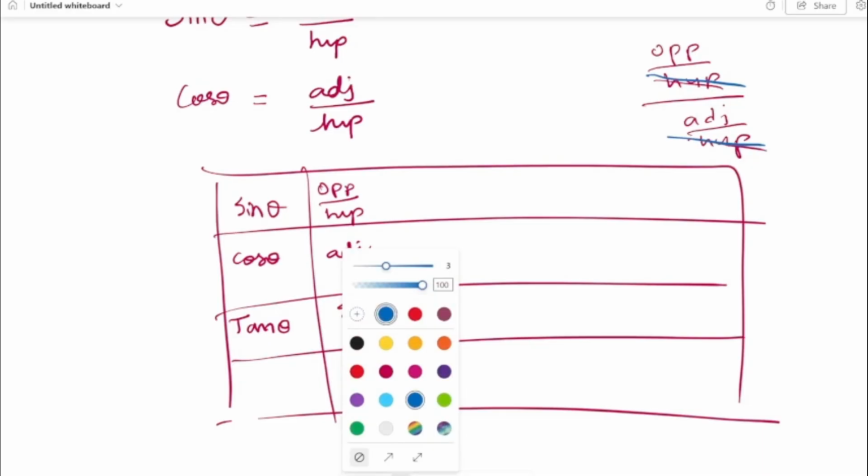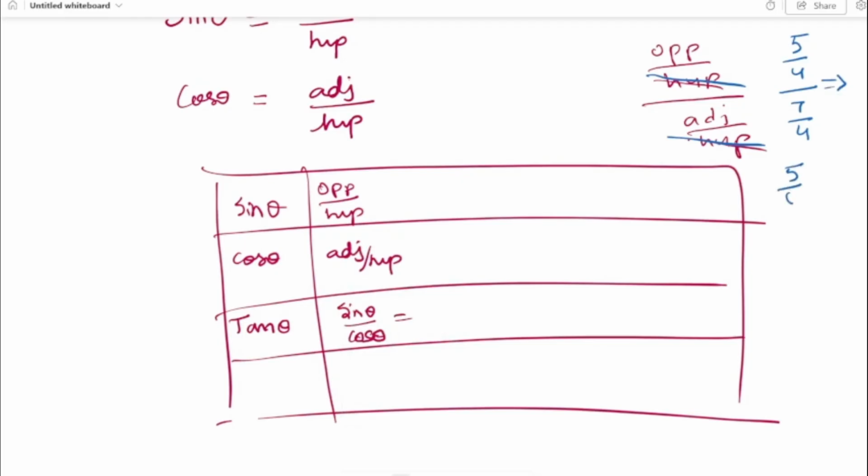How do they cancel off? It's basic fractions. Say for an example, a fraction 5 by 4 divided by 7 by 4. You can rewrite this fraction as 5 by 4 times 4 by 7. This flips when it goes up, 4 by 7. So the 4s cancel. 5 by 7. So in a nutshell, opposite over hypotenuse, adjacent over hypotenuse, hypotenuse cancel off. So opposite over adjacent. Tan theta is a ratio of sine over cos, which comes down to opposite over adjacent. Sine, cos, tan.